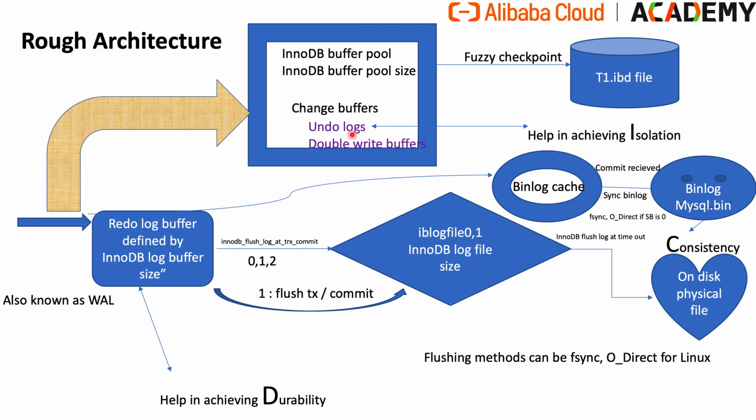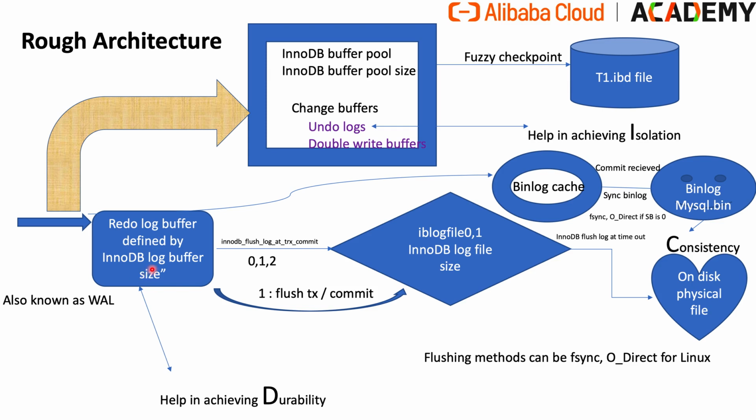Then we have undo logs, and how they help in achieving isolation, which is the I in the ACID properties. Double write buffers. And then we will discuss the fuzzy checkpointing mechanism and the other checkpoint mechanism. We will discuss what flush is and the different flushing methods which MySQL uses for different operating systems.